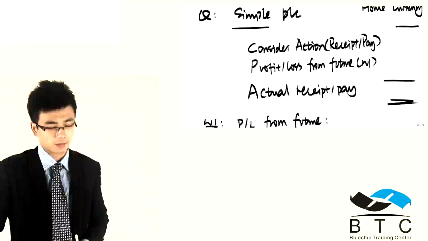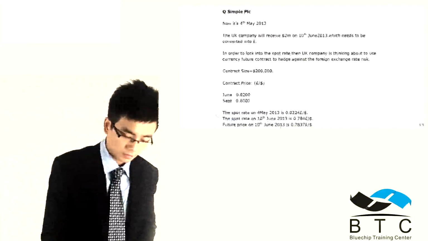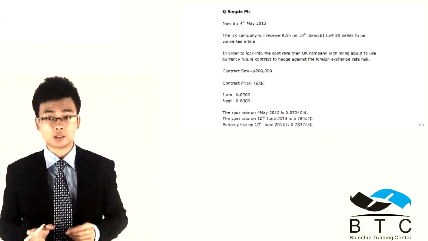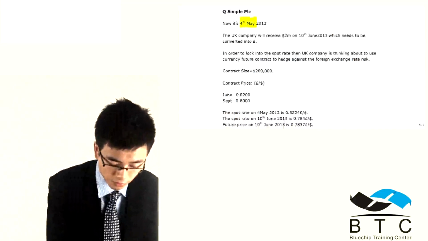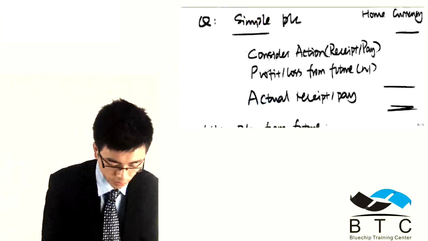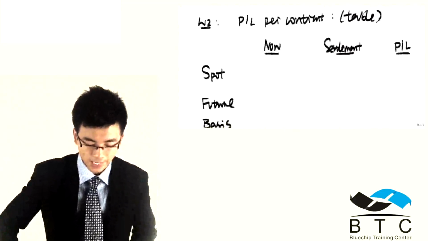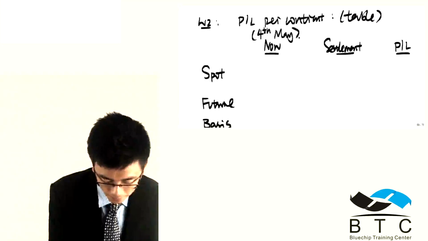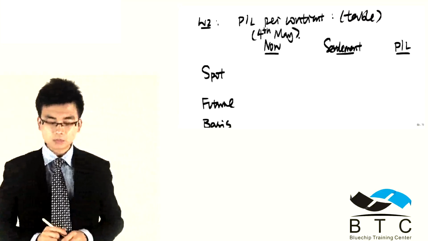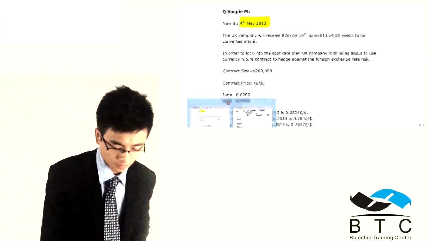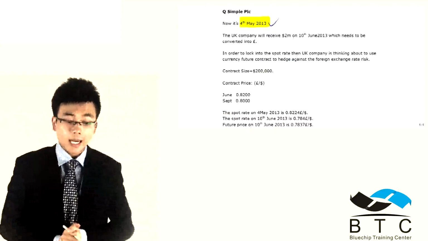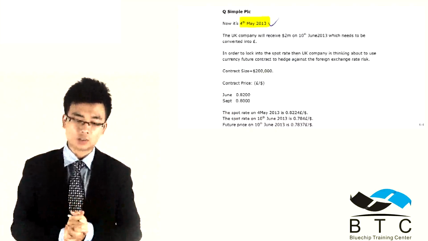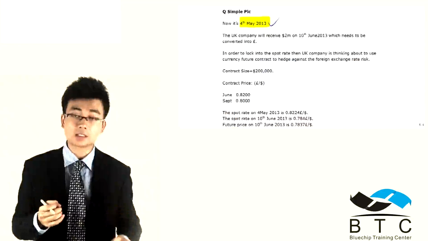Okay, so let's see how it can be fitted together. Let's say this example here. So now is 4th May 2013. So from that perspective, of course, the first information we're going to slot into the pro forma is now, 4th May. Okay, now it's to be 4th May. Fine. Tick that off. And a UK company will receive $2 million on 10th June 2013, which needs to be converted into UK pounds.